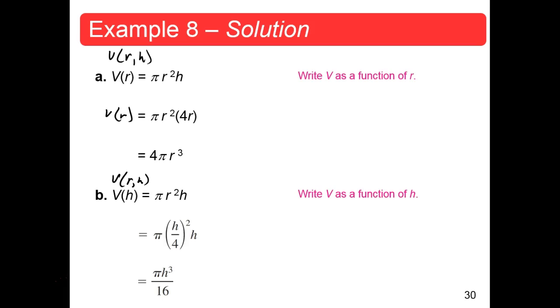If this was something that they had in WebAssign, and they wanted the answer expressed like that, whereas I expressed it as pi over 16 times H cubed, they would say, wrong answer. And then you're trying like crazy to figure out what you did wrong. You did nothing wrong. It's an absolutely correct answer. It's just written in a different form. So, kind of drives me nuts sometimes.